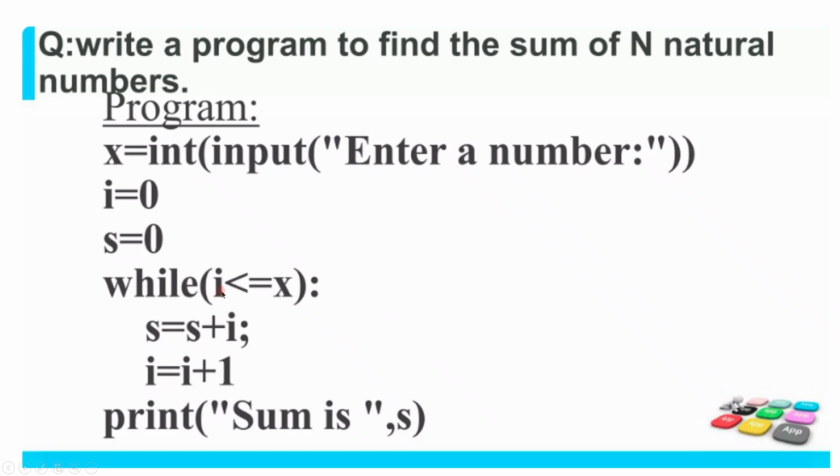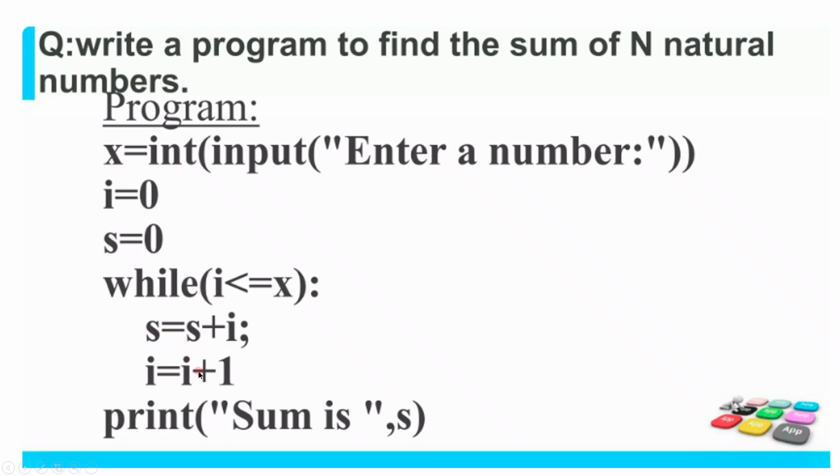In this scenario, the value of s becomes 1 and the value of i becomes 2. Now again check whether the value of i is less than or equal to x. Yes, it is. We are assuming that the value of x is anything. Let's take the example 5. If it is 5, the value of i is 2, and 2 is less than 5. Again s will be calculated. Earlier the value of s was 1, and the current value of i is 2, so 1 plus 2 will be done. Now the current value of s becomes 3.